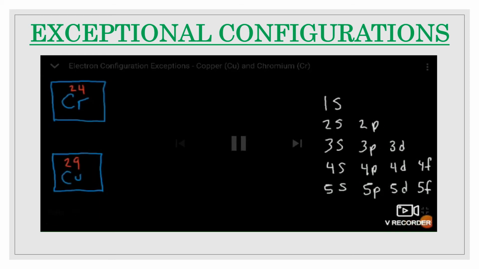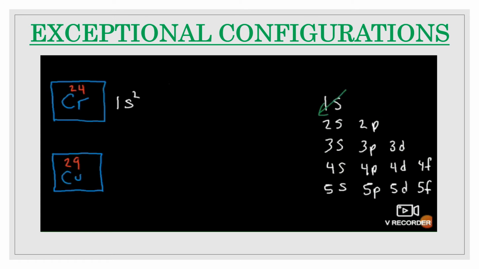We're going to talk about the exceptions in the electron configuration. Two of the main exceptions you need to know are for the elements chromium and copper. Chromium has an atomic number of 24, so we're going to write the electron configuration for chromium until the exponents add to 24. We're going to start with 1s. S always carries 2 electrons. After that, the next one is 2s.